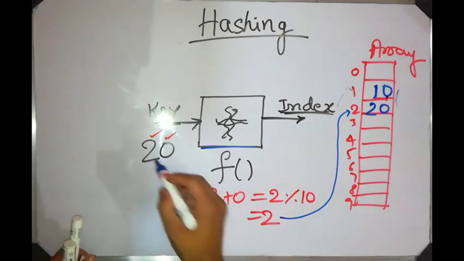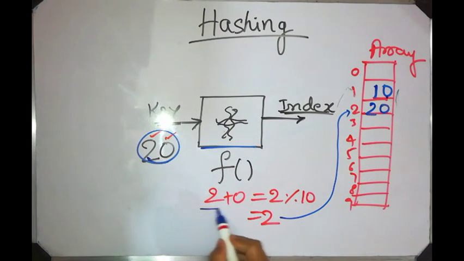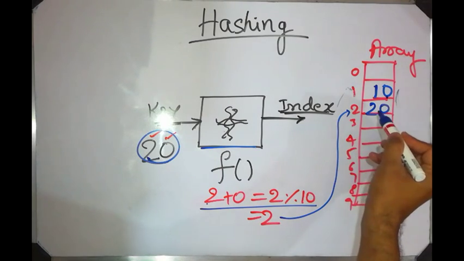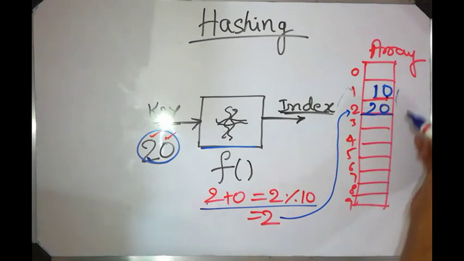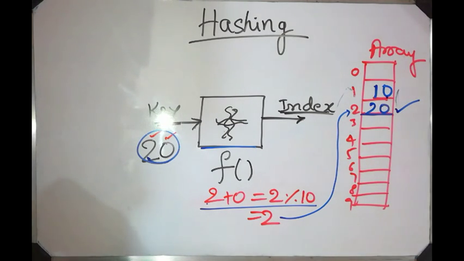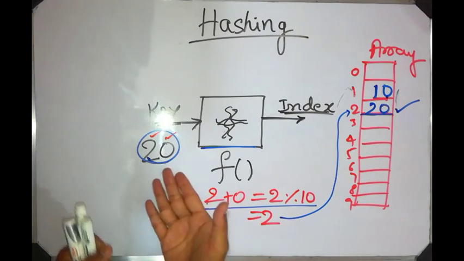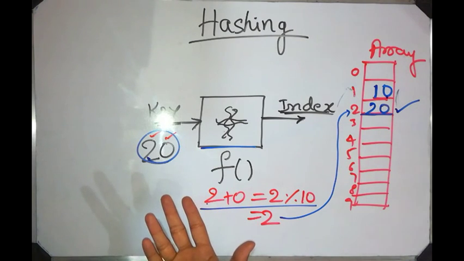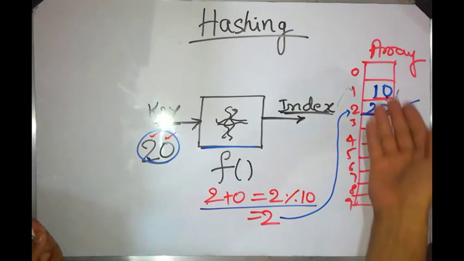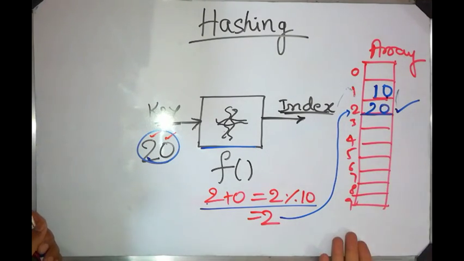Next time you want to search 20, again do the same computation. 2 plus 0 is 2, 2 mod 10 gives you 2. Go there straight away, and you will get that key, right? So this is what is going to happen in hashing. Your hash function can be as simple as adding the digits that are there in the key, or it can be any complex hashing function which will give you some kind of a distinct index. So this is what it is.